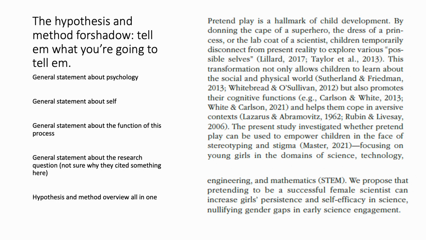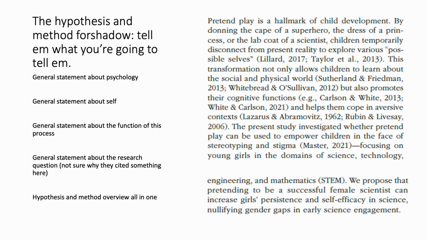So this first paragraph, its real job is to foreshadow the hypothesis and methods. If you look to the last sentence, it says, we propose that pretending to be a successful female scientist can increase girls' persistence and self-efficacy in science, nullifying gender gaps in early science engagement. That is their hypothesis and methods foreshadow. So that's really interesting. That's in there, and in an ideal world, that's all they would write. But we don't live in the ideal world. We have to break down this paragraph to really understand what's going on.